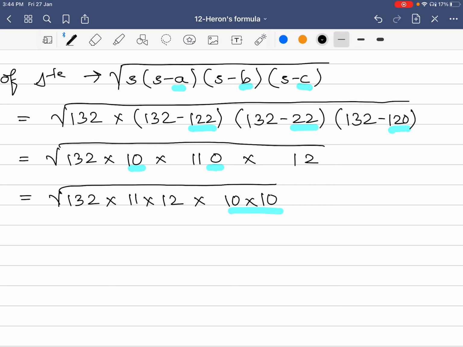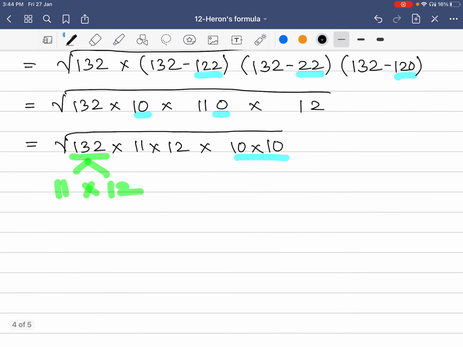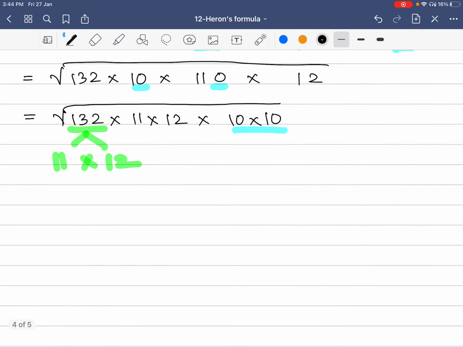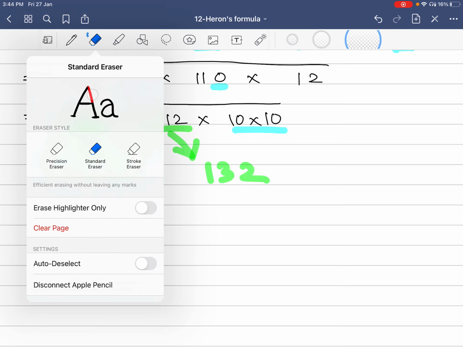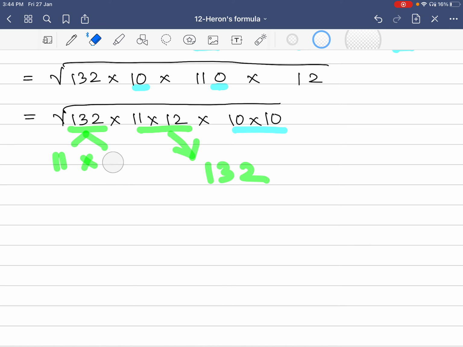Now if you notice this figure, this value 132, it is a product of 11 and 12. 11 into 12 is 132. So we can think in the reverse way. That way also it will work. I think that's better. So let's erase this. 11 into 12 is 132, so let's note it down.